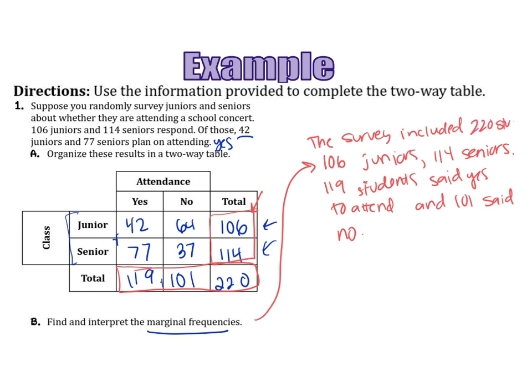220 students, comma, 106 juniors, 114 seniors, 119 said yes, 101 said no. So we're really just explaining what those margin numbers mean. Now we can take these numbers and we can turn them into ratios, 42 out of 220, 64 out of 220, in order to talk about the joint and marginal frequencies.